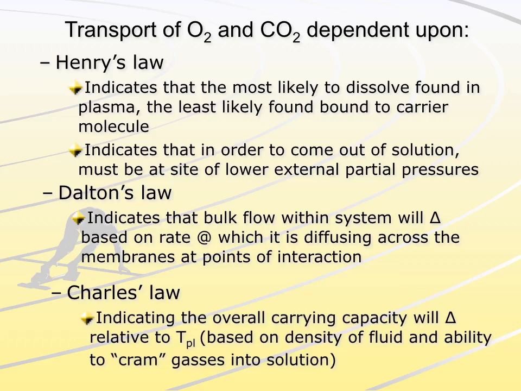Then we have Charles's law, which tells us that the overall capacity to hold gases in solution is going to be dependent upon the relative temperature of the plasma. So if we think about it, the warmer the plasma is, the more gases we can cram into that solution. The colder the plasma is, the less we can cram into that solution. As we warm up the plasma, we're going to have more oxygen found in the plasma and less oxygen found bound to hemoglobin. Whereas the colder the plasma, the less oxygen we're going to find in the plasma and the more oxygen we're going to find bound to hemoglobin.